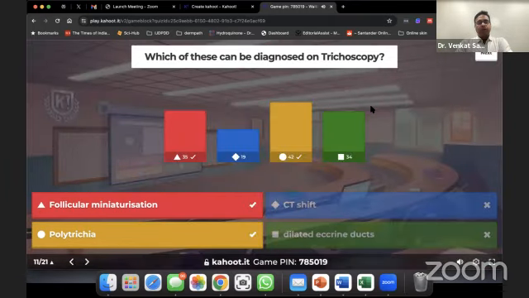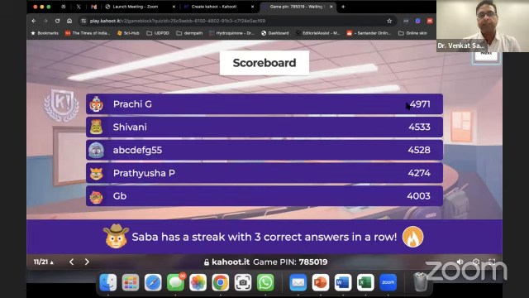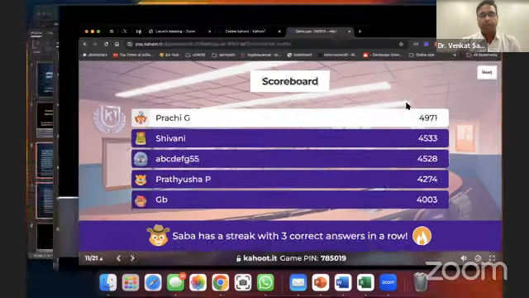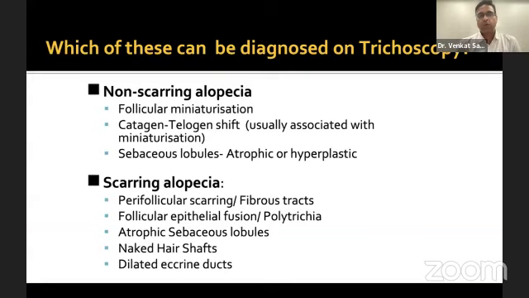Only two of them can be diagnosed, follicular miniaturization and polytrichia. CT shift cannot be diagnosed in trichoscopy. Neither can dilated eccrine ducts, which are present deep in the dermis, so they cannot be seen on trichoscopy, okay? So let's see who's got the correct answers. Well, leaderboard is unchanged. What a surprise.